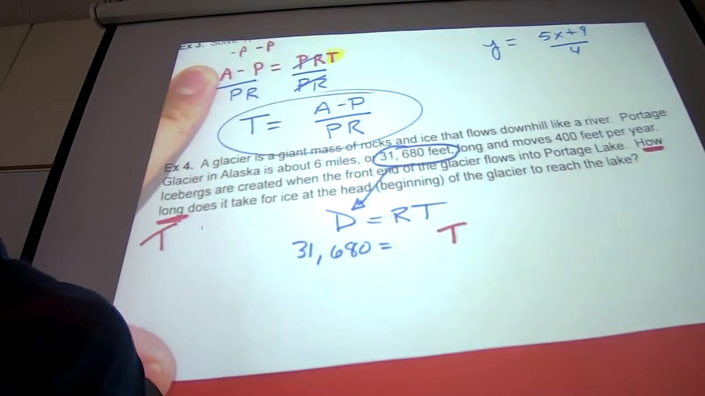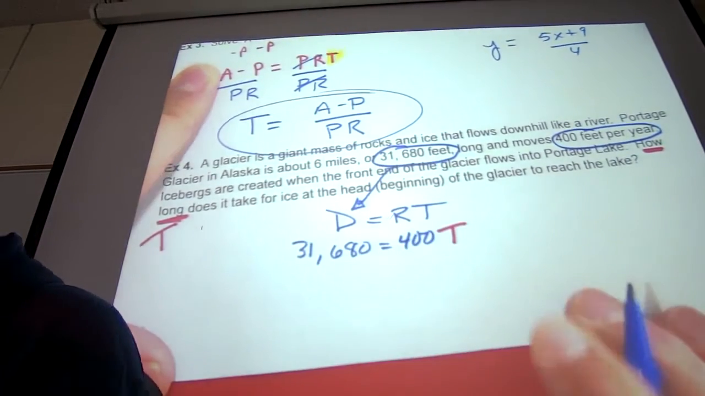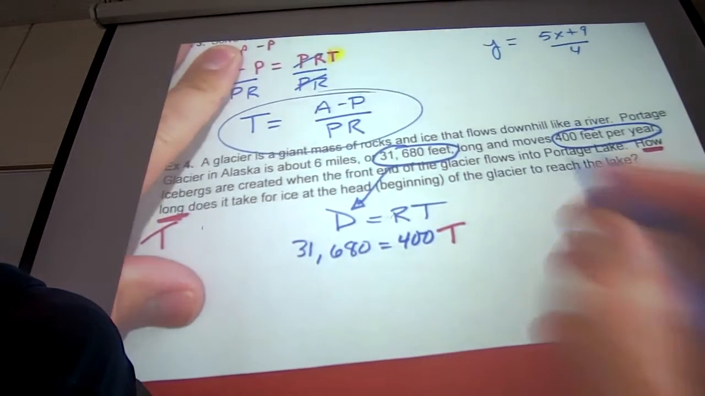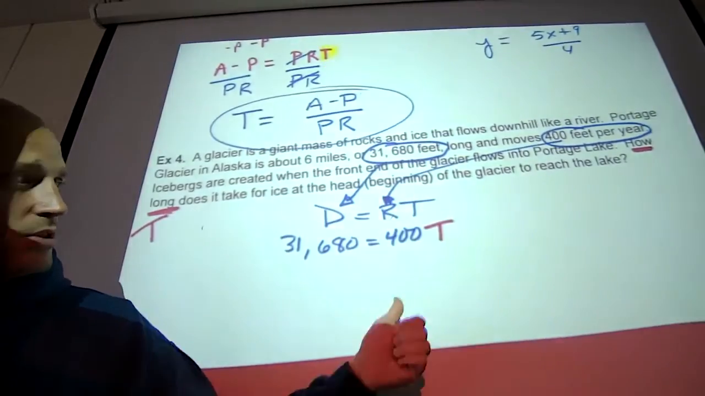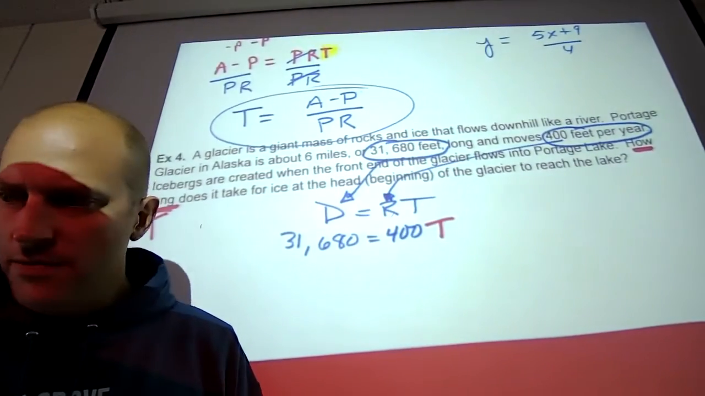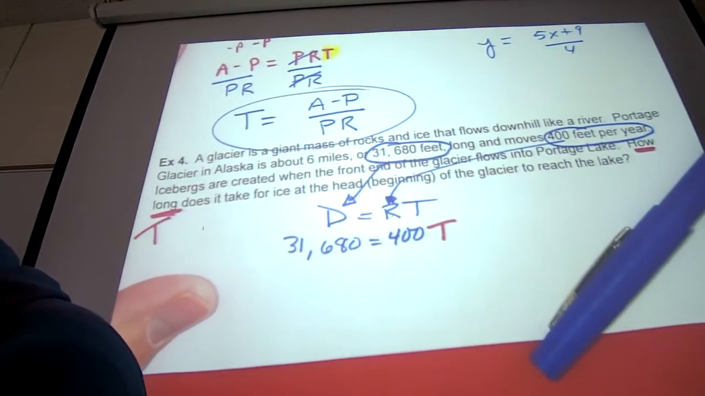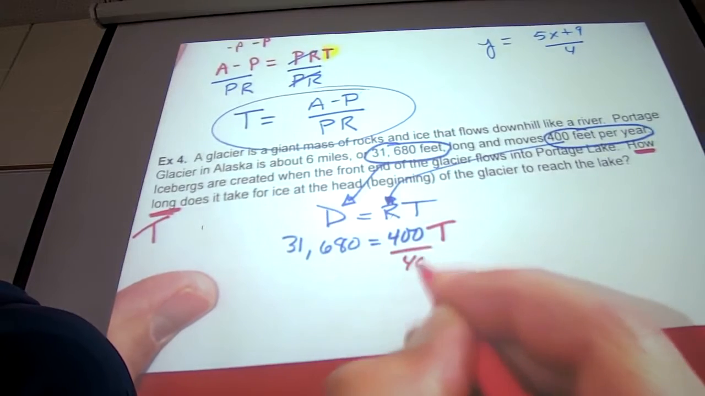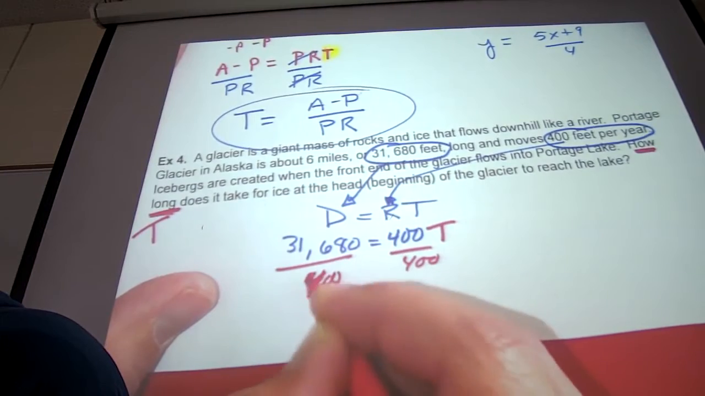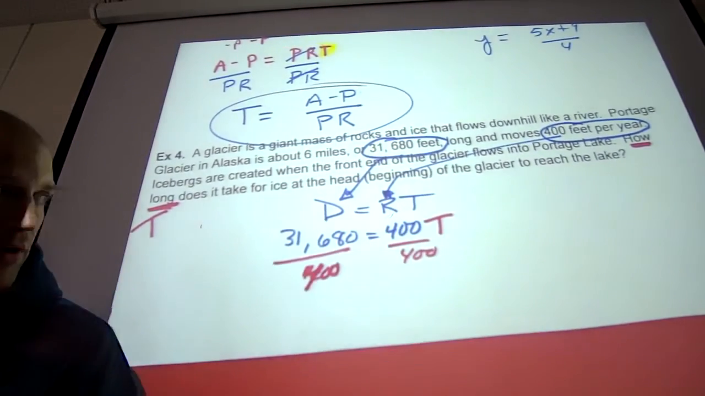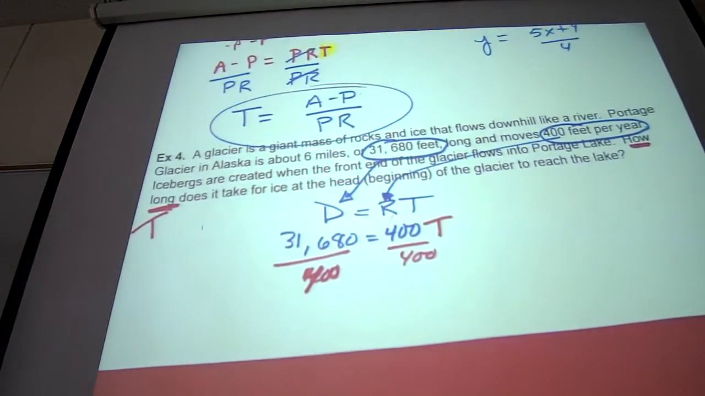And they told me that the rate per year is 400. Okay, this is my rate per year. Well, now we just have to solve for that T. Well, how do we solve for T? Divide it over. Fantastic. Any questions on why I have my setup the way I do? Can't write today. Divide by 400. Type it in your calculator. Let me grab my calculator.